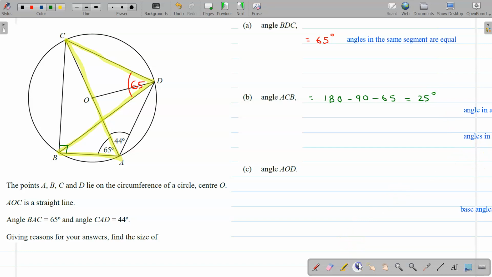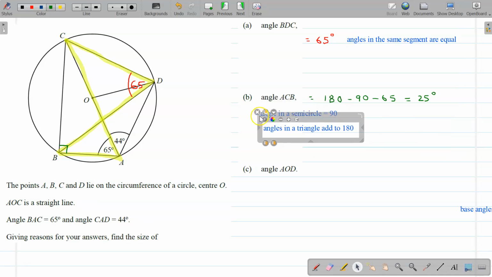So what I've done is I've used two things. I've used the fact that the angle in a semicircle equals 90, and the angles in a triangle add to 180. Okay, and finally AOD, A to O to D.